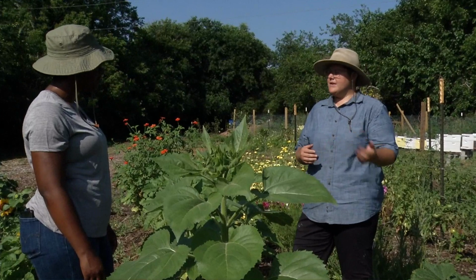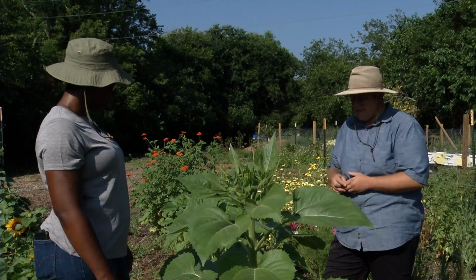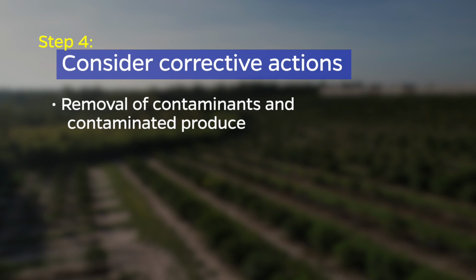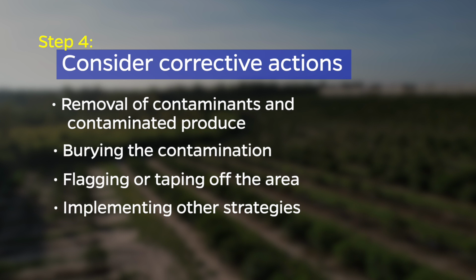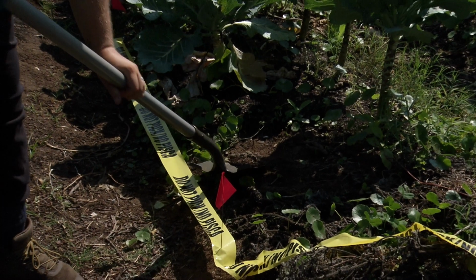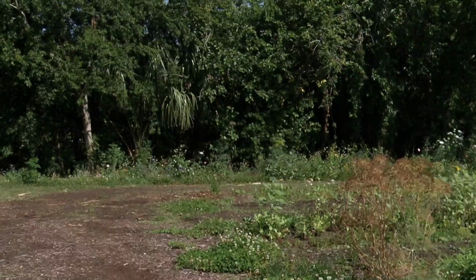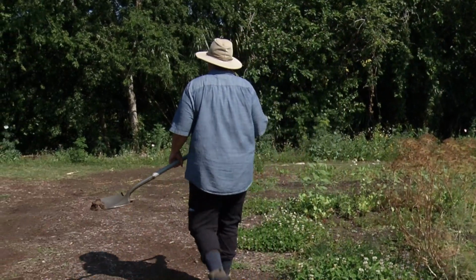When deciding how to handle contamination, several measures can be implemented. These include removal of contaminants and contaminated produce, burying it, flagging or taping off the area, and implementing other strategies. It's important to evaluate the potential risks that may result from each action, such as cross-contamination of equipment with feces.